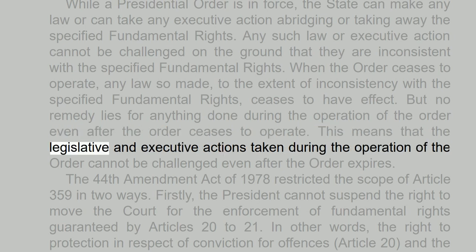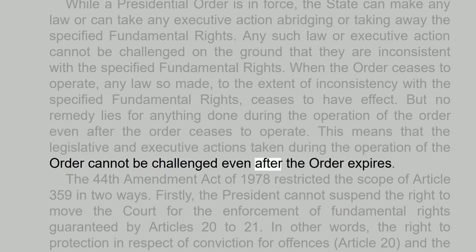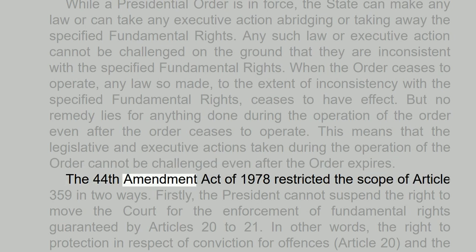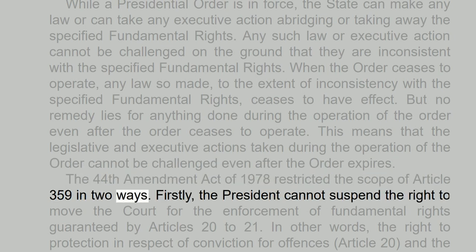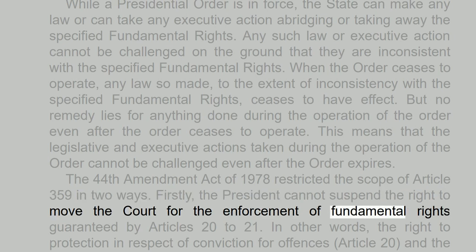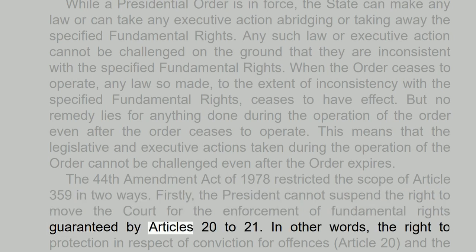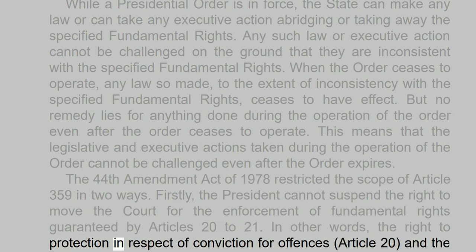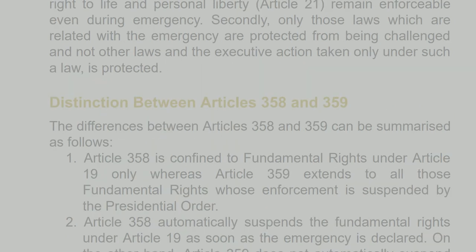This means that the legislative and executive actions taken during the operation of the order cannot be challenged even after the order expires. The 44th Amendment Act of 1978 restricted the scope of Article 359 in two ways. Firstly, the President cannot suspend the right to move the court for the enforcement of fundamental rights guaranteed by Articles 20 to 21. In other words, the right to protection in respect of conviction for offences, Article 20, and the right to life and personal liberty, Article 21, remain enforceable even during emergency.